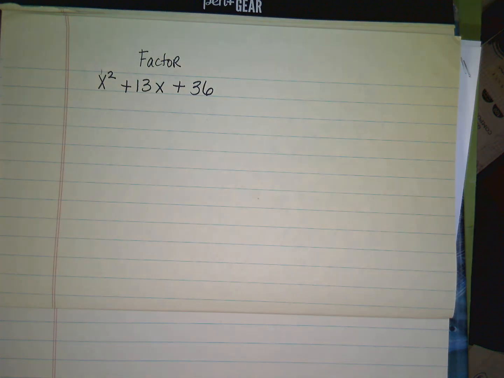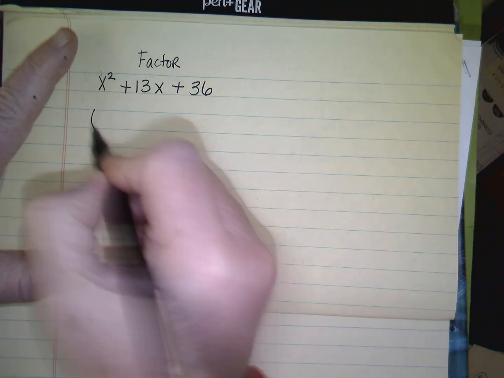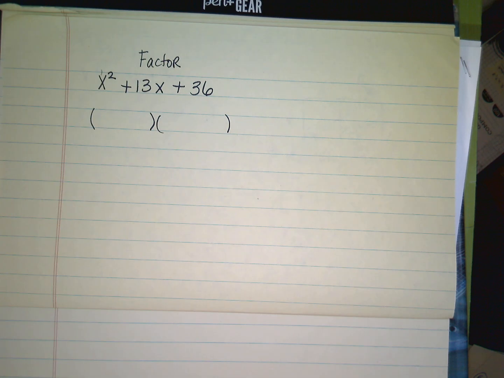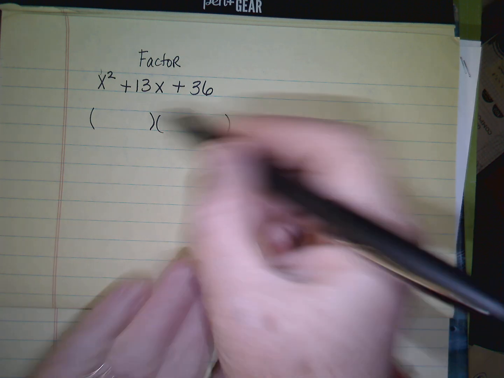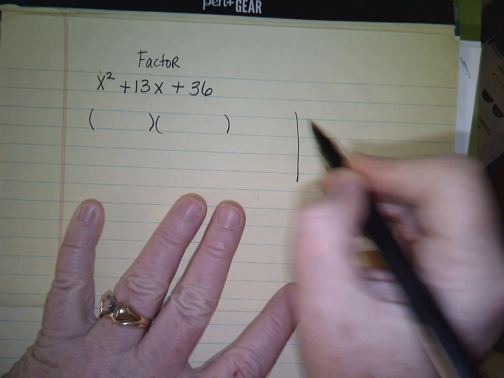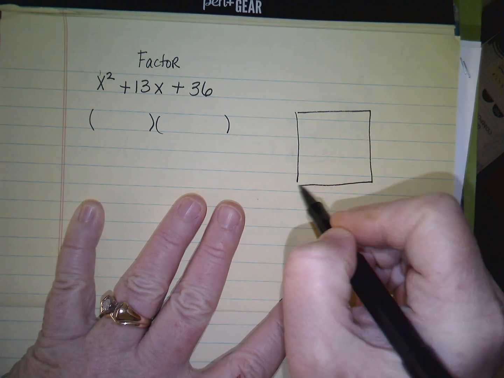Today we are learning to factor. This is the answer to a problem where you multiplied two binomials together. I know the word binomial is new. We'll talk about that on a different day. But we've got to figure out what goes in these parentheses. So we're going to use the area method.